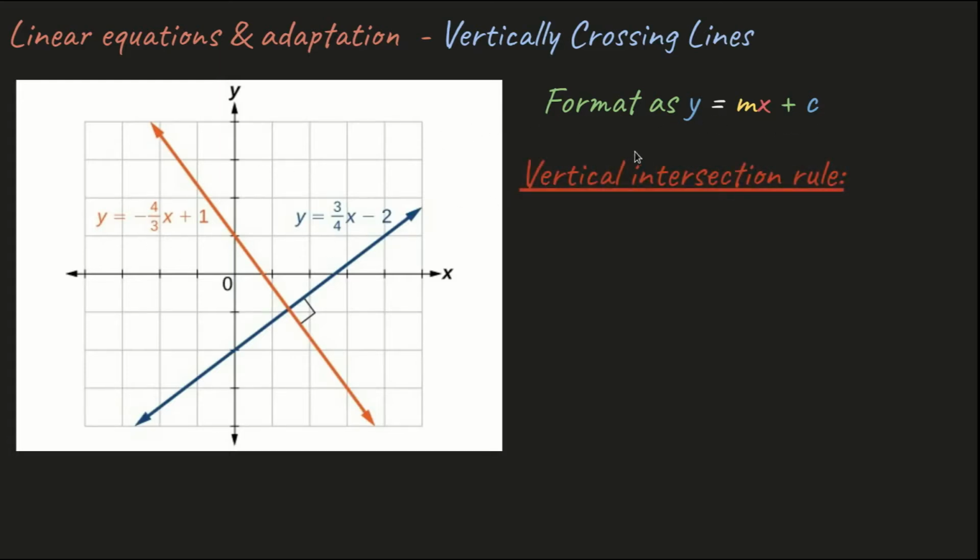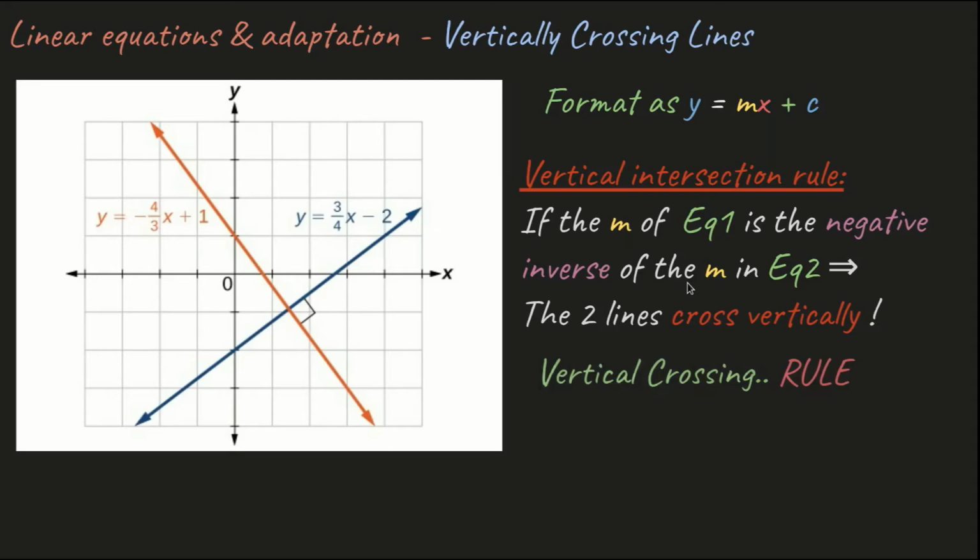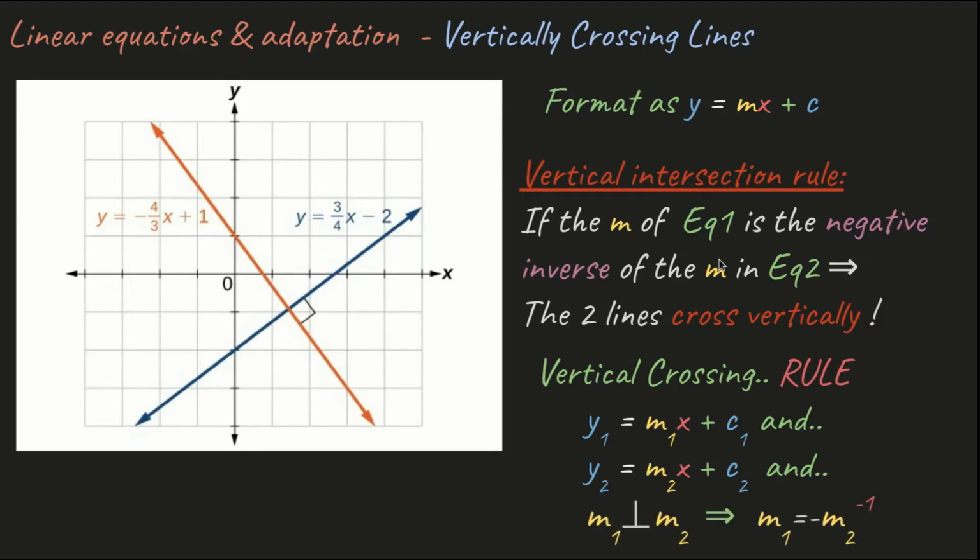The vertical intersect rule states the following. If the m, or the slope of equation 1, is the negative inverse of m, or the slope in equation 2, the two lines cross vertically. This is the vertical crossing rule. So, if y1 is equal to m1 times x plus c1, and y2 is equal to m2 of x plus c2, then m1 will be vertical to m2 if m1 is equal to the negative of m2 to the power of minus 1.